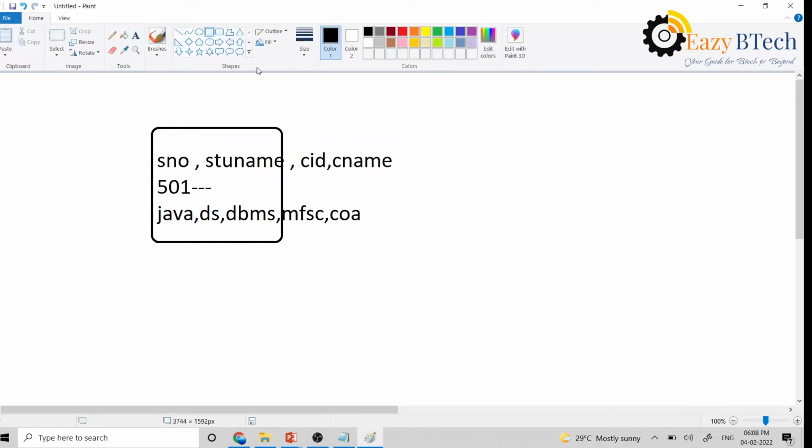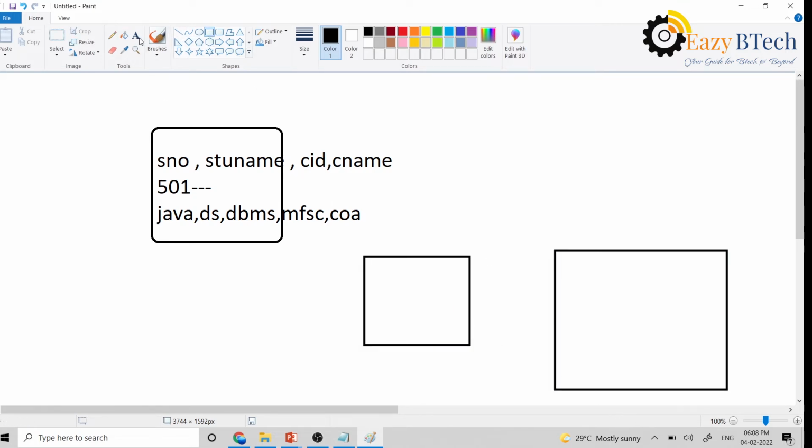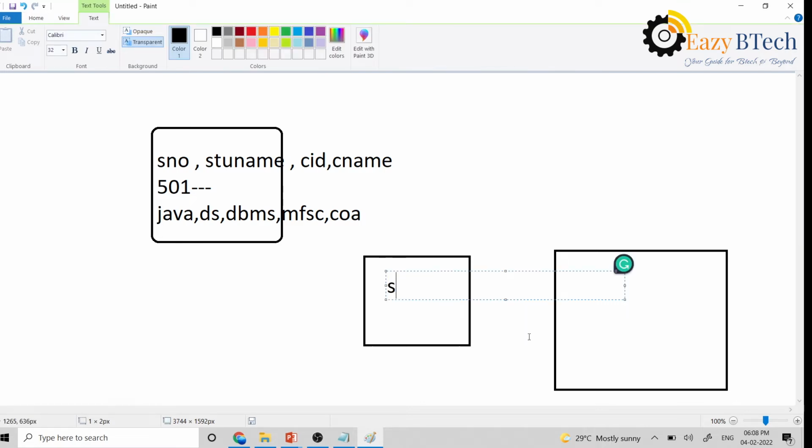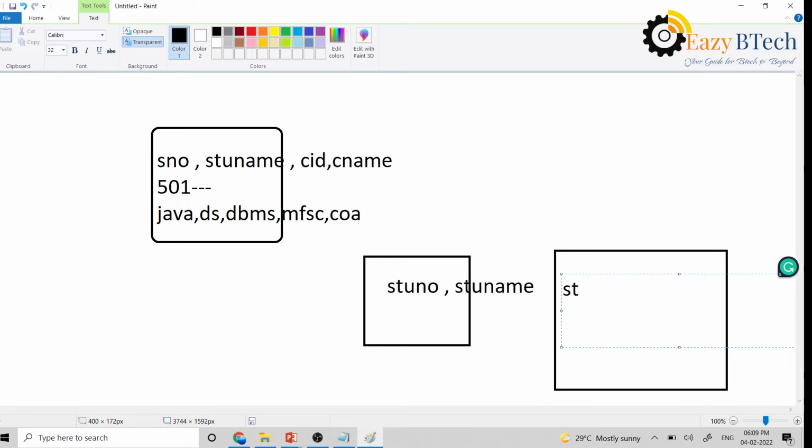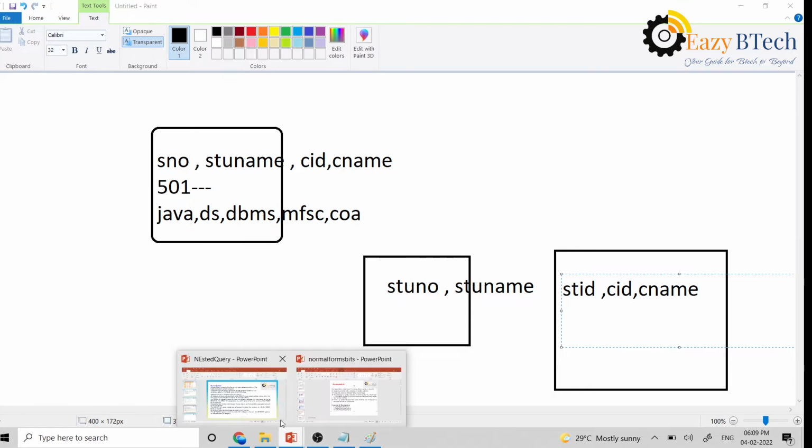We split this particular database into two tables. One is the student table, another one is the course table. In the student table, we have only student number and student name. Okay, in the course table, we have student ID, course ID, and course name. No need to write, as in the previous table we had to write course name and student name n number of times, student number n number of times. Okay, we are decomposing in two ways. This is called decomposition.